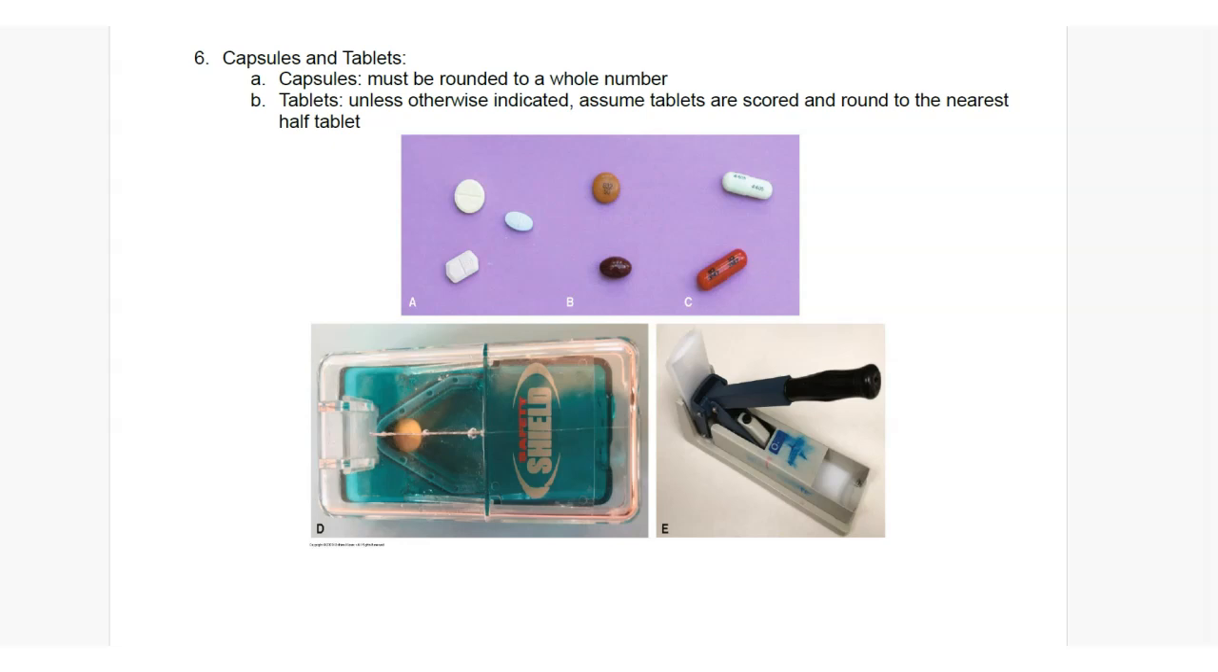Capsules and tablets. For capsules, the dose must be rounded to the nearest whole number. For tablets, unless otherwise indicated, we need to assume that the tablets are going to be scored, and we need to round to the nearest half a tablet. When we say scored, when you're looking at the tablet, it's this line in the middle. Whenever a tablet is scored, it means that you can actually cut it. If it's not scored, those tablets cannot be cut or crushed.